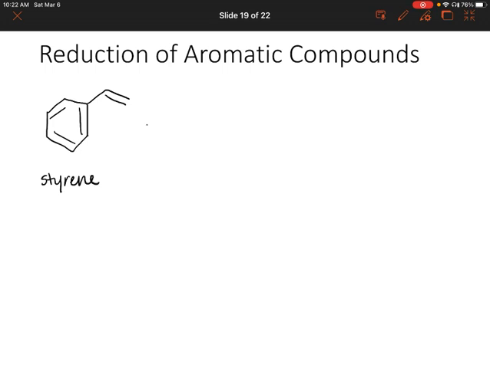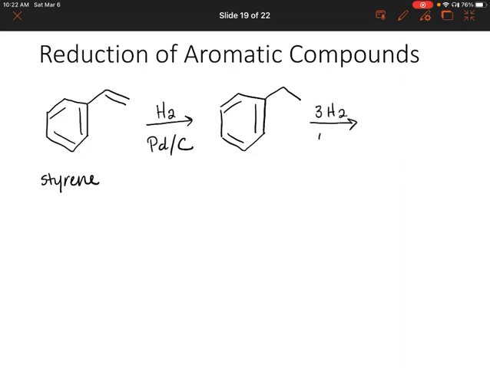Now, if we were to just add one equivalent of hydrogen, that would only reduce the double bond on the carbon chain coming off of the ring. If we wanted to completely reduce the benzene ring, remember we would have to use 3 equivalents of hydrogen with a nickel catalyst and high pressure. And then we would end up with all single bonds on the ring.